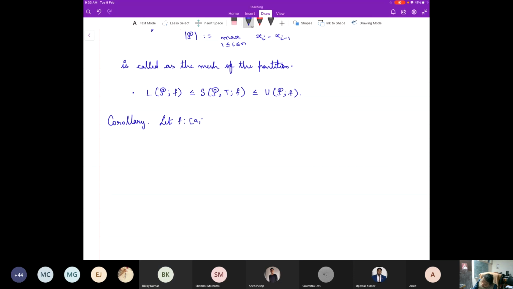Right. So let f from [a, b] to R be Riemann integrable. Then for any epsilon positive, there exists delta greater than 0.